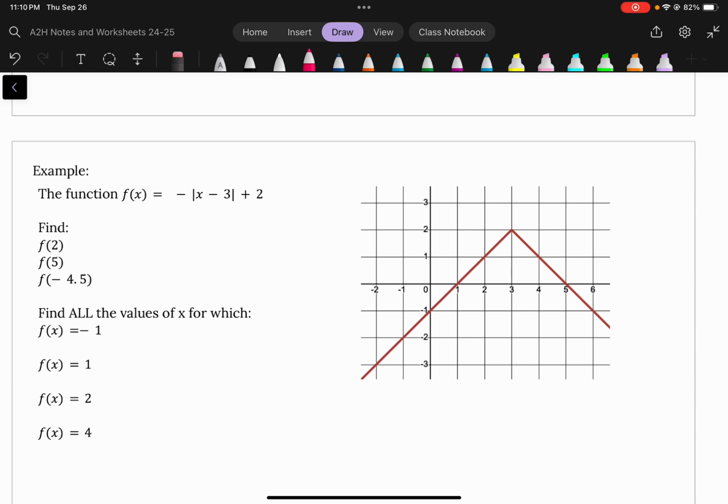When I put in 5, it is equal to 0. F of 5 equals 0 because the point (5, 0) is on the graph, right?